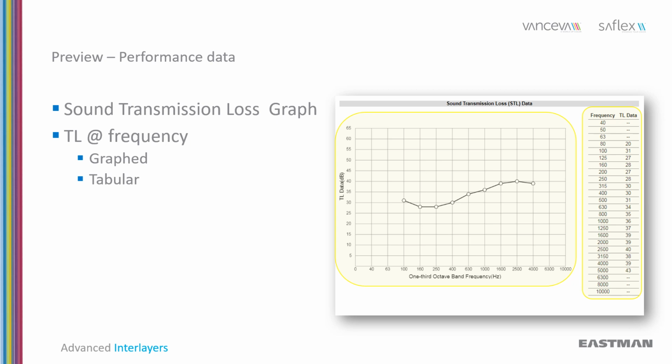The bottom half of the printout is only populated when it is a test result or the transmission loss data could be estimated based on our tested data. This will show up as a graph that most people are familiar seeing, and then also the frequency data is available on the side. So you see it both in a graphed and a tabular form.